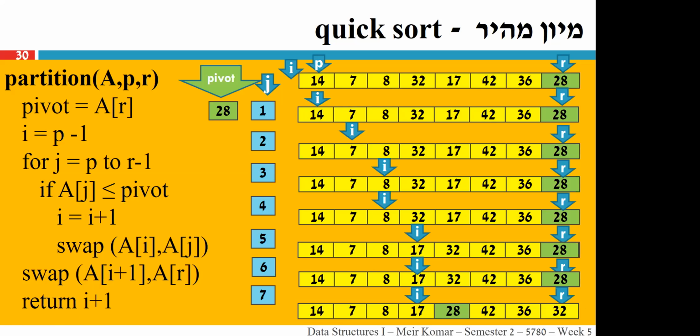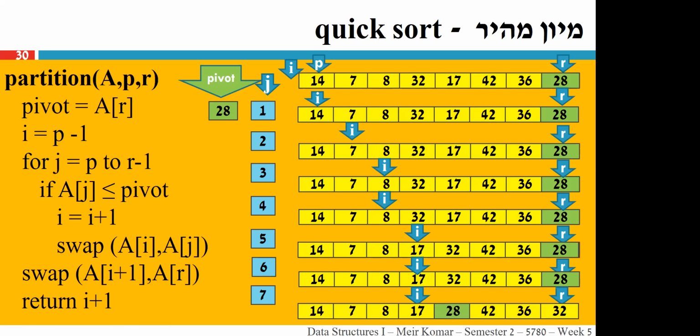And now I want to return, don't forget. Partition returns the index of the pivot value. I want to return 5. Correct? 1, 2, 3, 4, 5. I want to return 5. Now, I is 4. So return I plus 1. And that's where the pivot value is. And that's what's going to be returned.